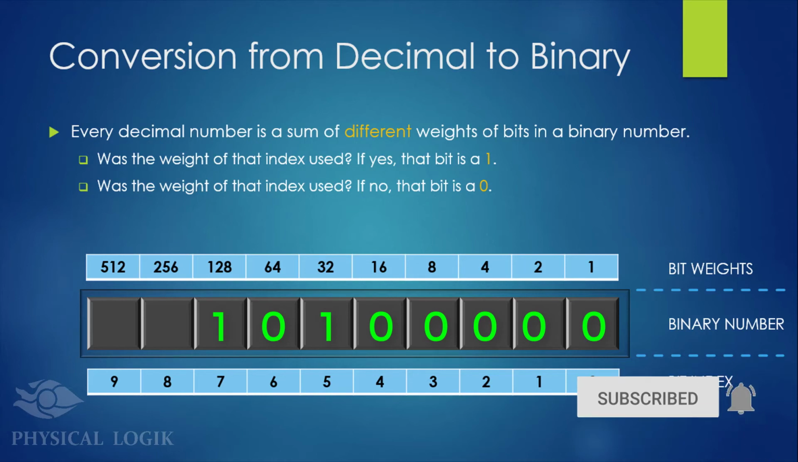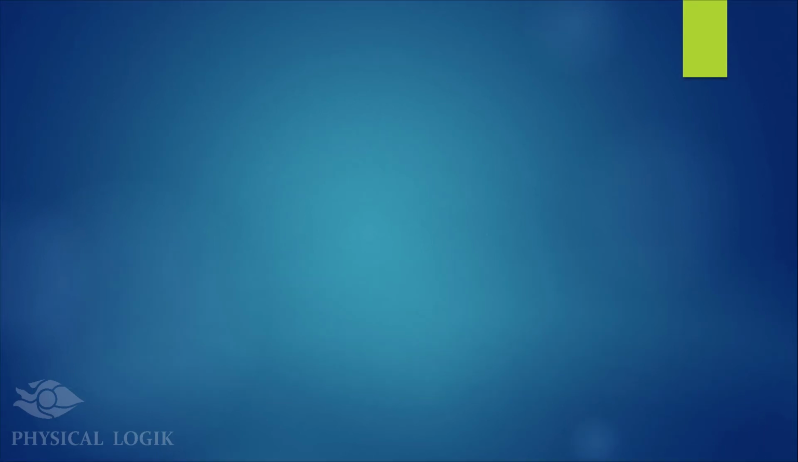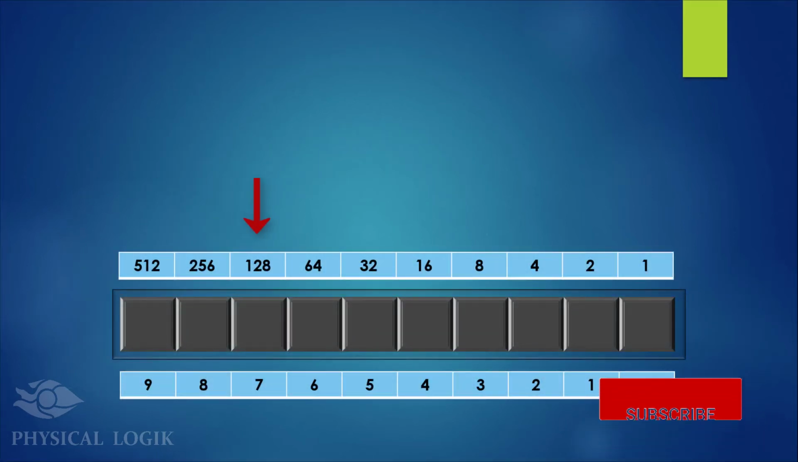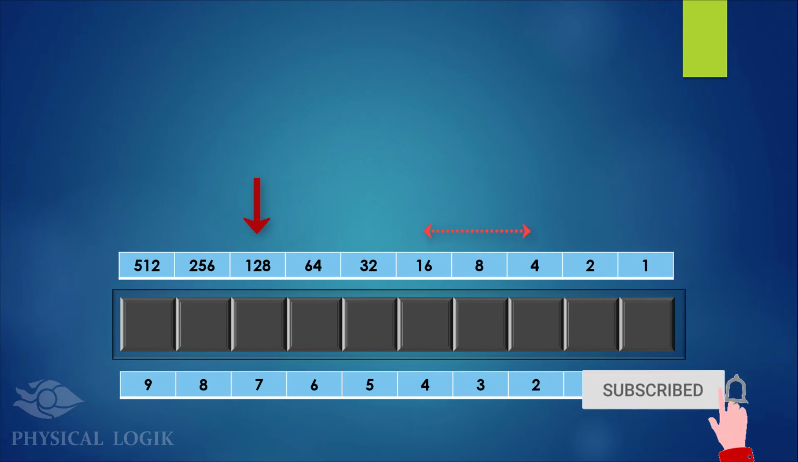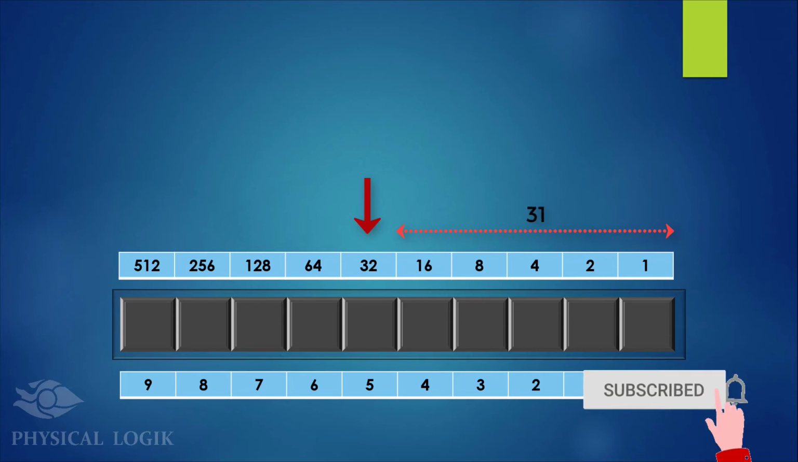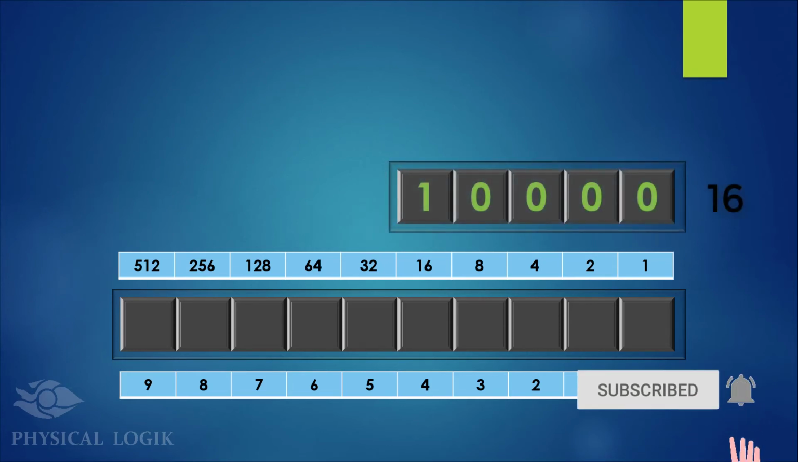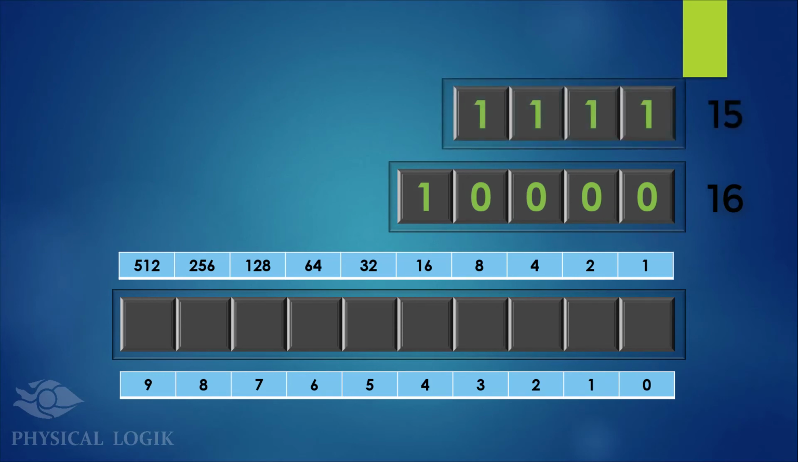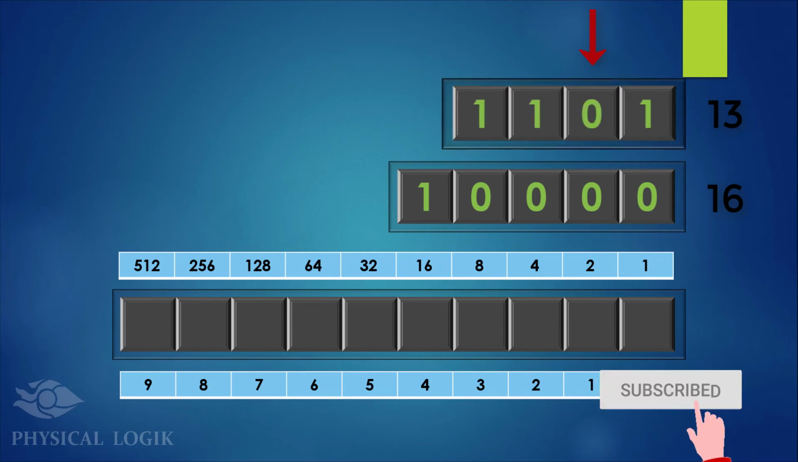Here are some key points about binary. If this bit has a weight of 128, the sum of all weights before it is 127. If this is 32, the sum of bits before it will be 31. Hence, this is 16 in binary and this is 15. To obtain 13, we turn off this bit having a weight of 2.